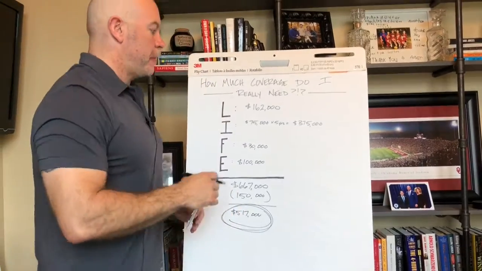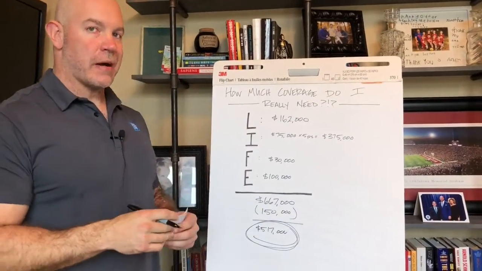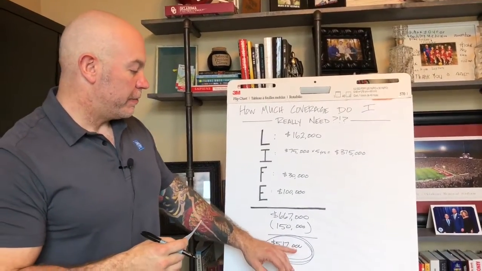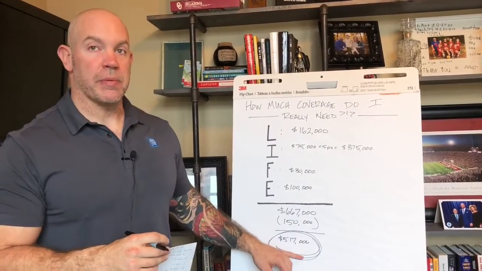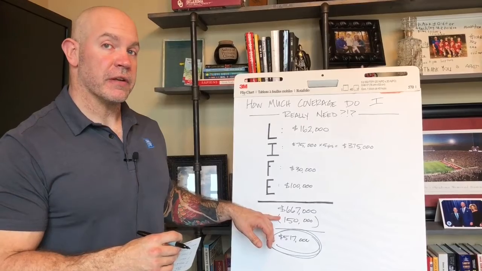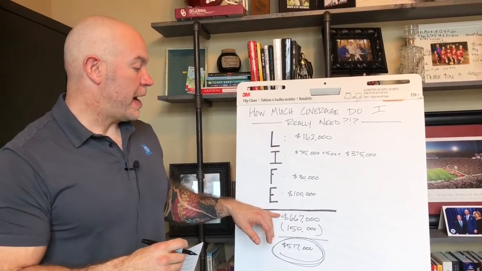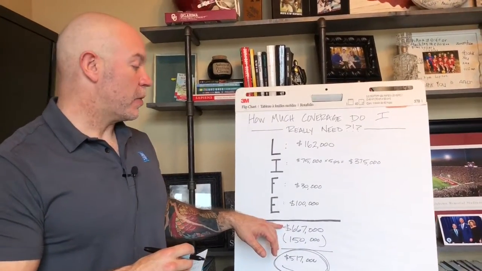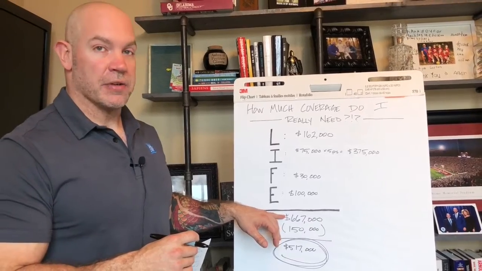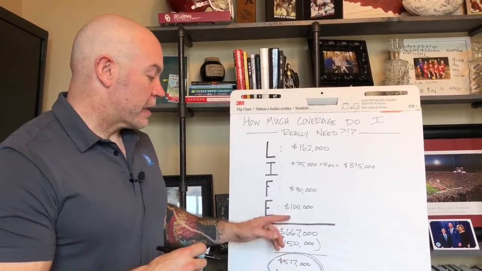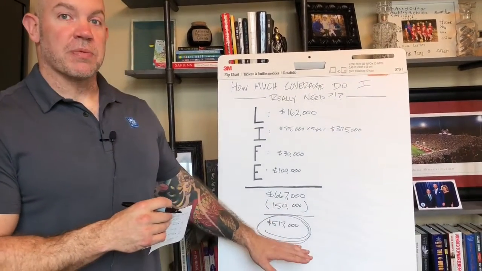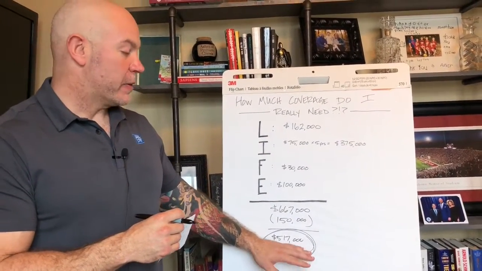So by just walking through this, we established that you need $517,000 of additional insurance. This is the gap. So right now you have $150,000 through work. Your assets, liabilities, and plans require $667,000 of coverage if you're no longer here to make that money. So the gap between the two is $517,000. That's where I would start with all my clients. How do we address this gap?